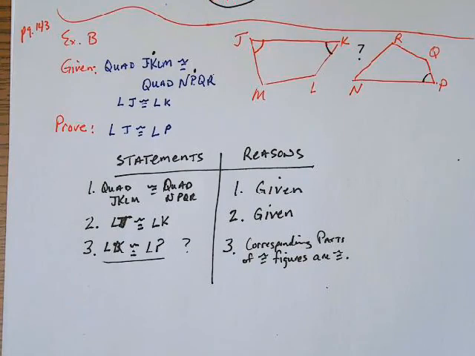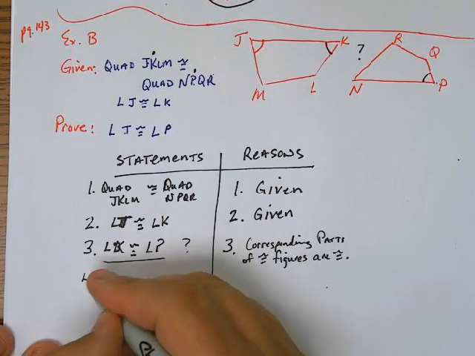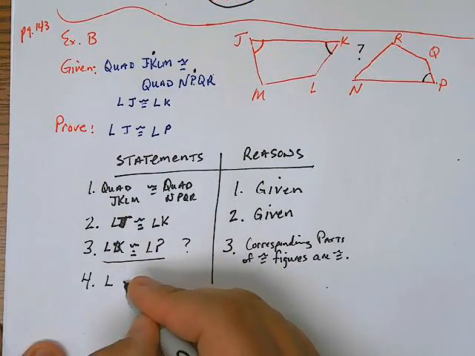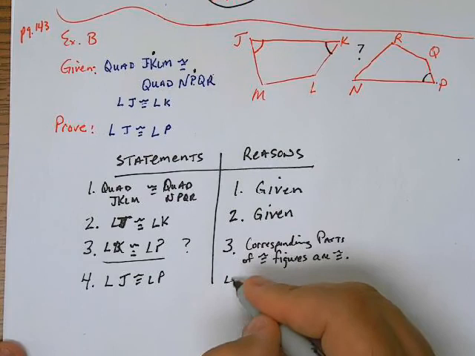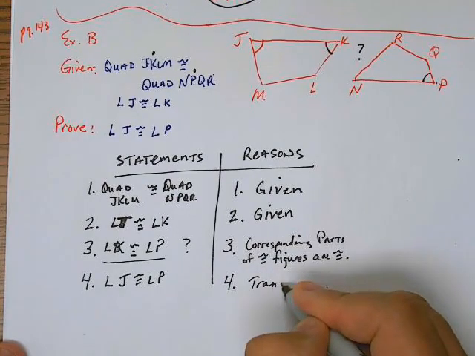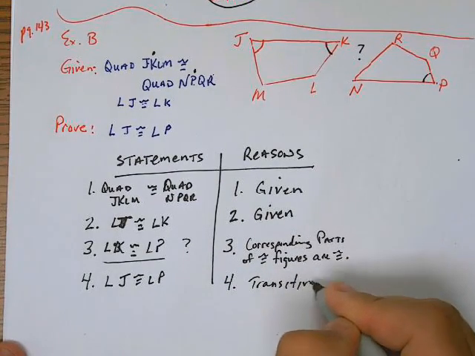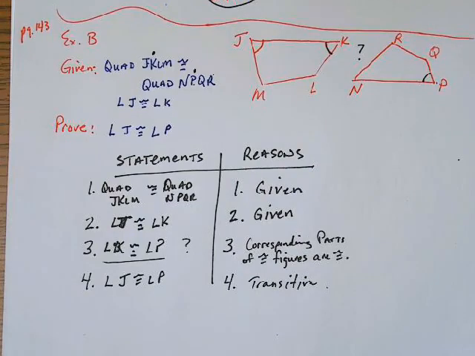All right. Last step is what we're trying to prove. They already have it. Angle J is congruent to angle P. Our reason, transitive. No homework for tomorrow. We'll pick up there.